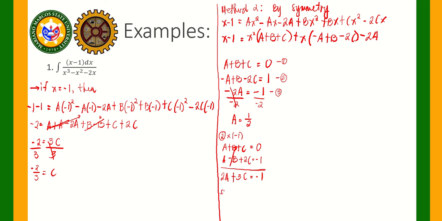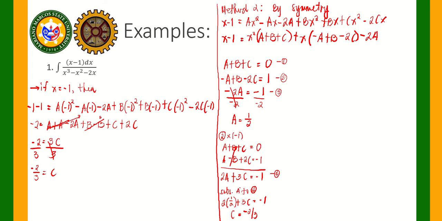So, substitute A to equation number 4. So, this will be equal to 2 times 1 half plus 3C is equal to negative 1. And solving for C, that is equal to negative 2 over 3, which is the same sa nakuha natin dito sa first method. Okay? So, manipulate nyo na lang yan, kayo na lang mag-solve yan. You will get negative 2 over 3 naman.